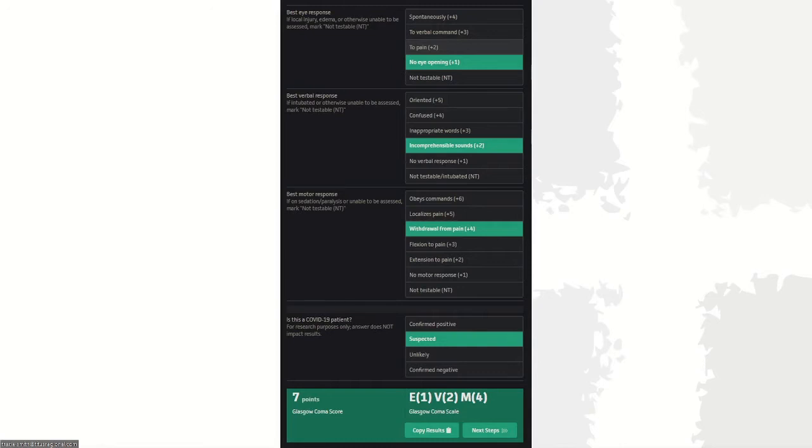Motor response is greater than 6. M6 is normal. You ask the patients to make victory signs, make two fingers, wiggle your toes. That's M6. But if the patient is not responsive in the ICU, comatose, and we pinch, and the patient is able to localize it, it will be an M5. And if the patient is not able to localize but withdraws, then it will be M4.